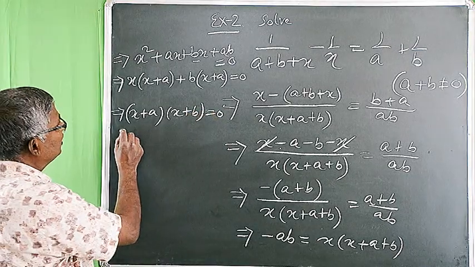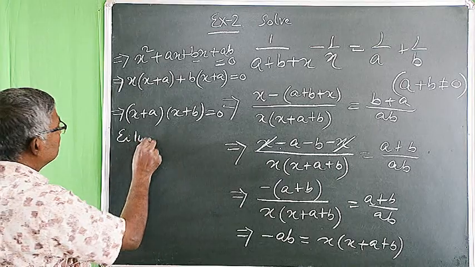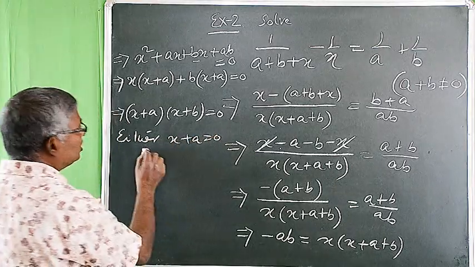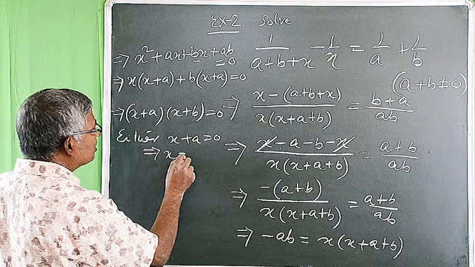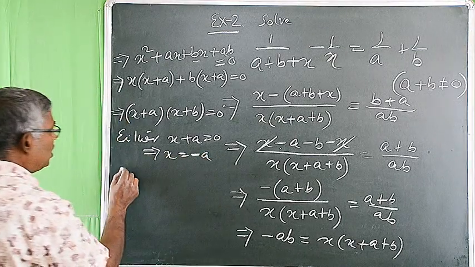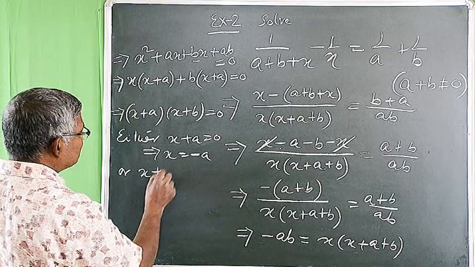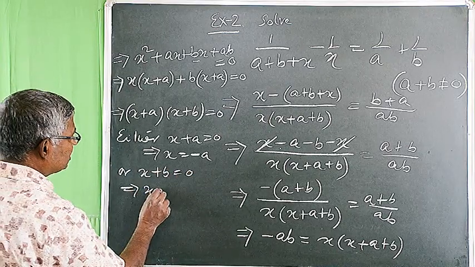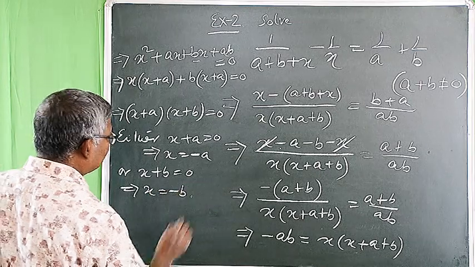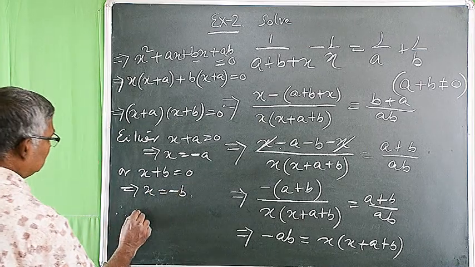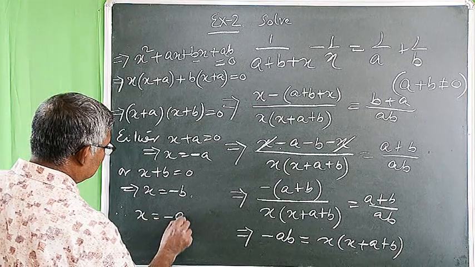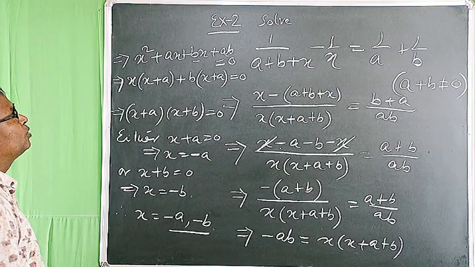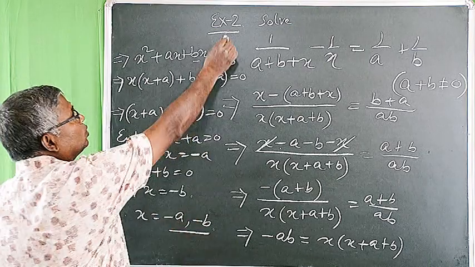Hence we get either x plus a equal to 0. This implies that x equal to minus a, or x plus b equal to 0. This implies that x equal to minus b. Therefore, x equal to minus a or minus b are the solutions of the equation number 2.